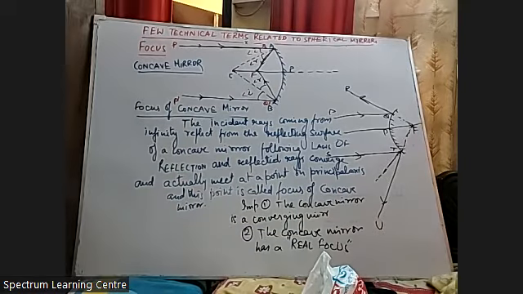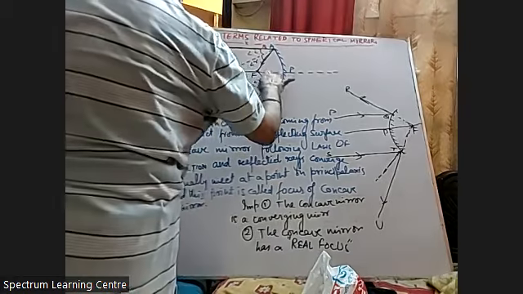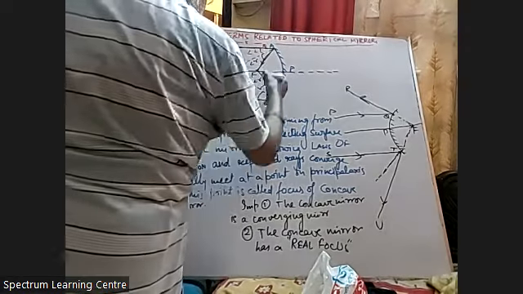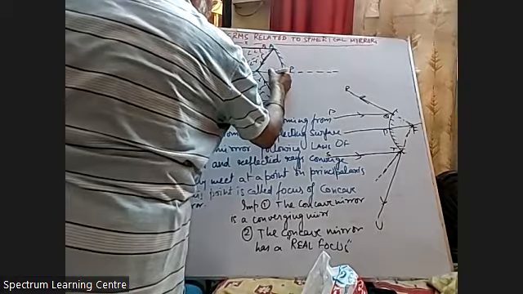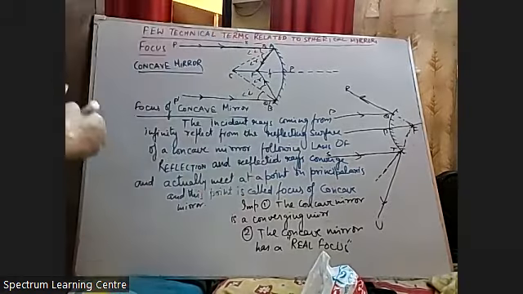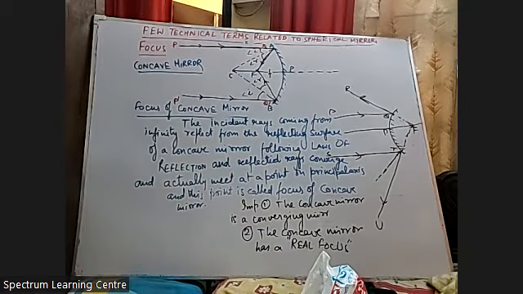Sir, can you once again explain the diagram of the concave mirror, the markings and all, because I couldn't understand the reflected rays and the incident rays. Can you say which ones are the reflected and incident rays in the concave mirror focus part?